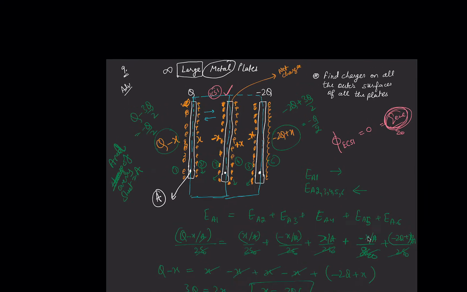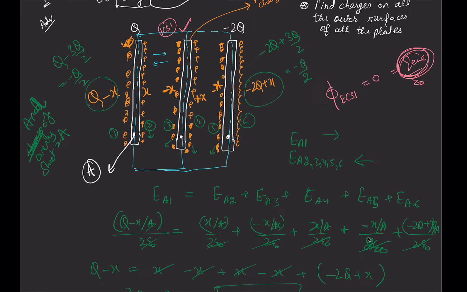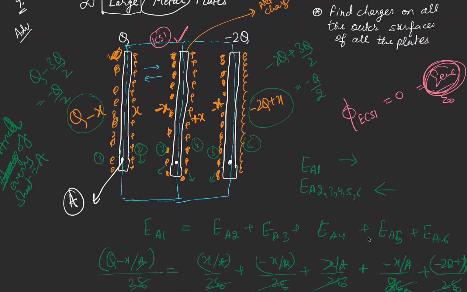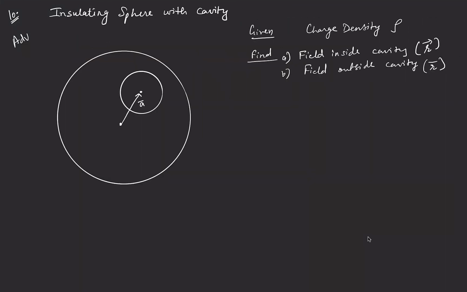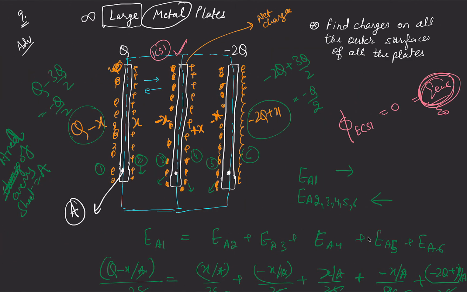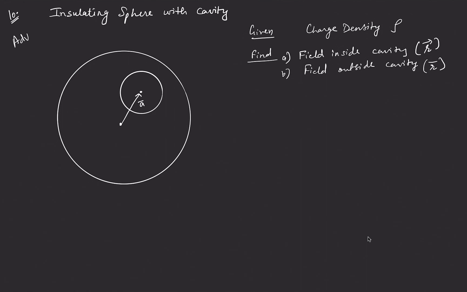Now let's move to our next and final question of this video, which is question 10. So this was an advanced level question. This is also kind of an advanced level question. You are given an insulating sphere, so it's not conducting, take care, and it has a cavity, and the question is in terms of vectors. So if your vector calculus is not strong, you might face some problem.